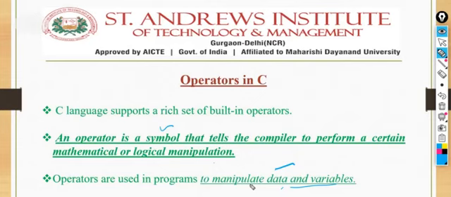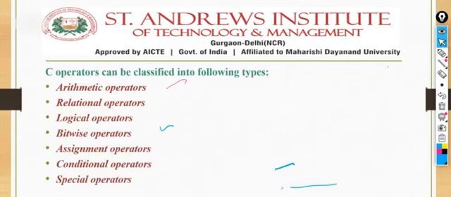So we will discuss the different operators here. There are different types of operators, the list I have assigned here. We will discuss them one by one. First of all, there are arithmetic operators, relational, logical, bitwise, assignment, conditional, and some special operators that we will discuss at last. So one by one we are covering these.